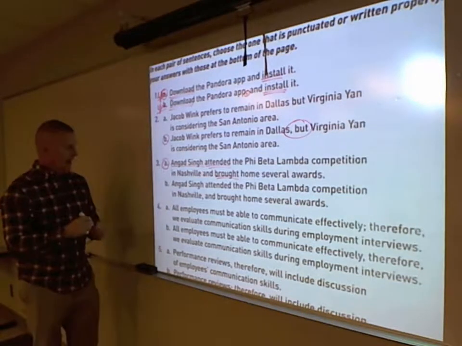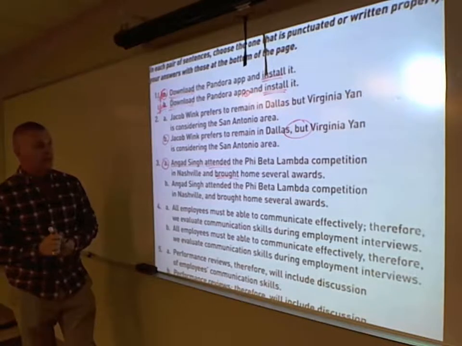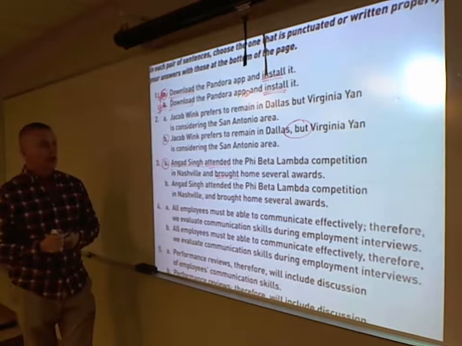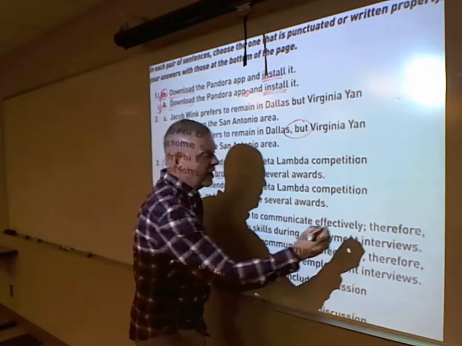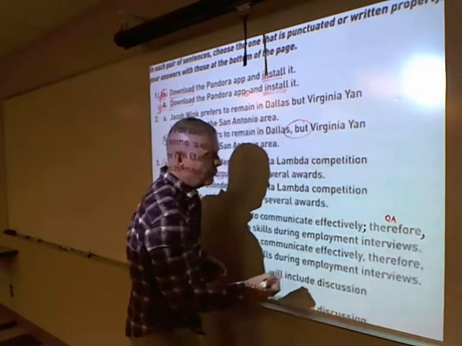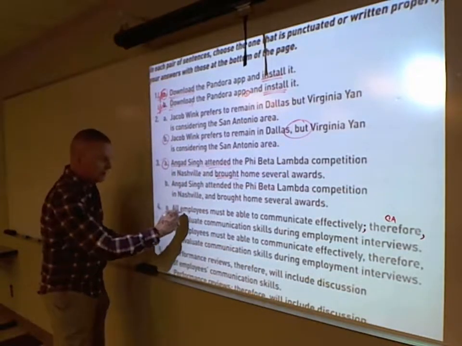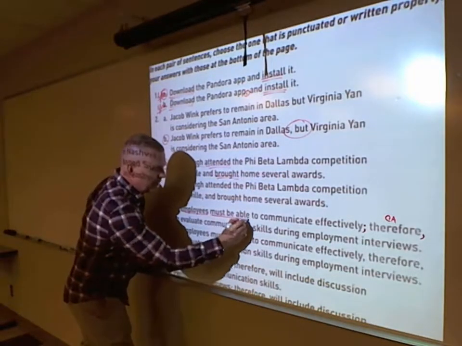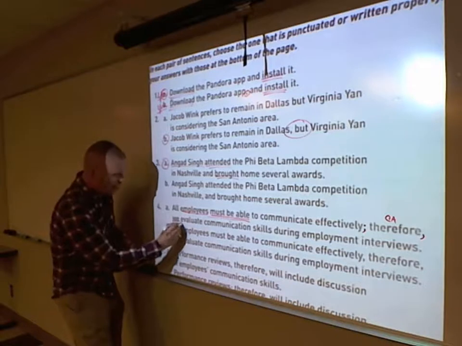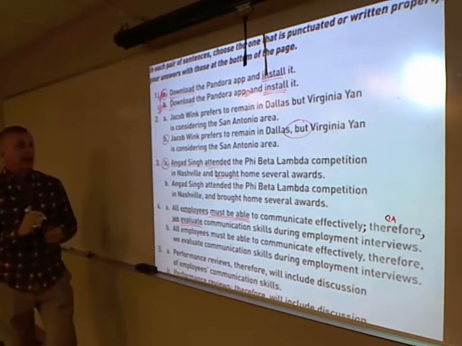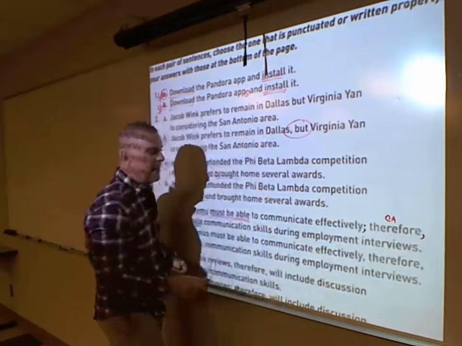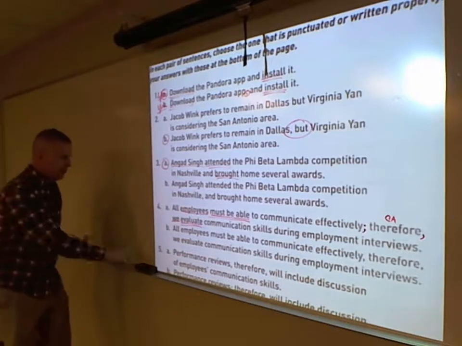And then number four, all employees must be able to communicate effectively; therefore, we evaluate communication skills during employment interviews. That's going to be correct. This conjunctive adverb, therefore, has a semicolon before it and a comma after it, and it joins two independent clauses. Employees must be able, and after the conjunctive adverb is we evaluate, subject and verb. So that is correct. A conjunctive adverb that joins two independent clauses has a semicolon before it and a comma after it. And then number five, we'll go down to number five here in just a second.